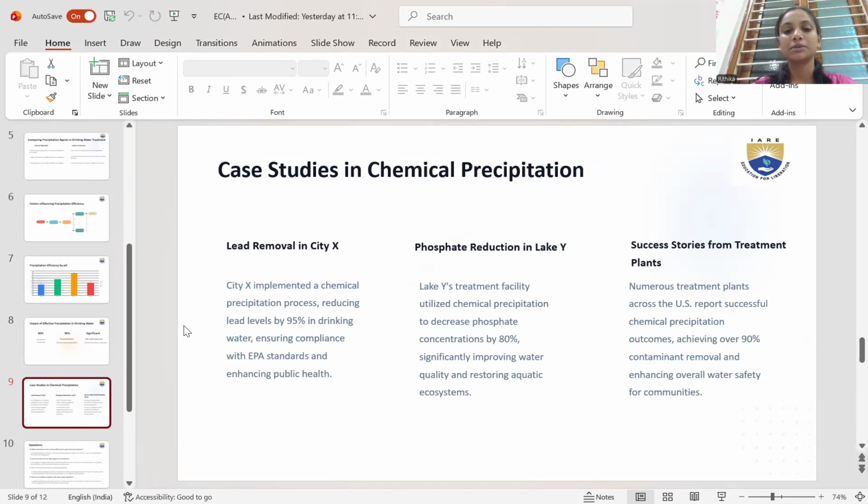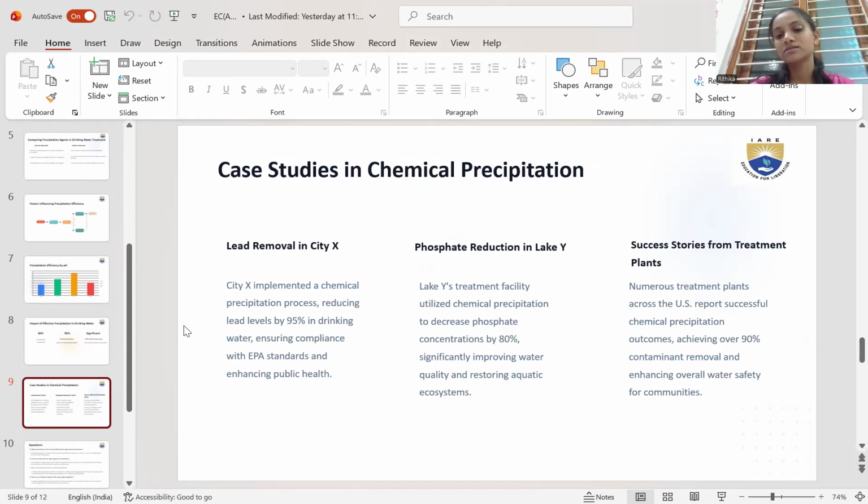CTX implemented a chemical precipitation process, reducing lead level by 95% in drinking water, ensuring compliance with EPA standards and enhancing public health. Whereas phosphate reduction in Lake Y: the Lake Y treatment facility utilizes chemical precipitation to decrease phosphate concentration by 80%, significantly improving water quality and restoring the aquatic ecosystem. A success story in treating both the X and Y lakes.